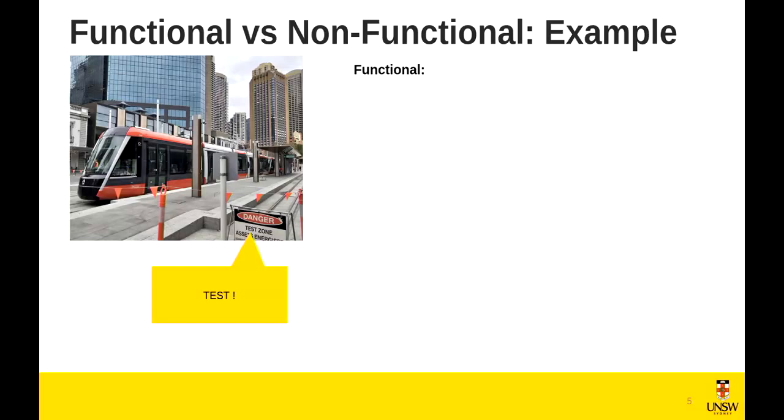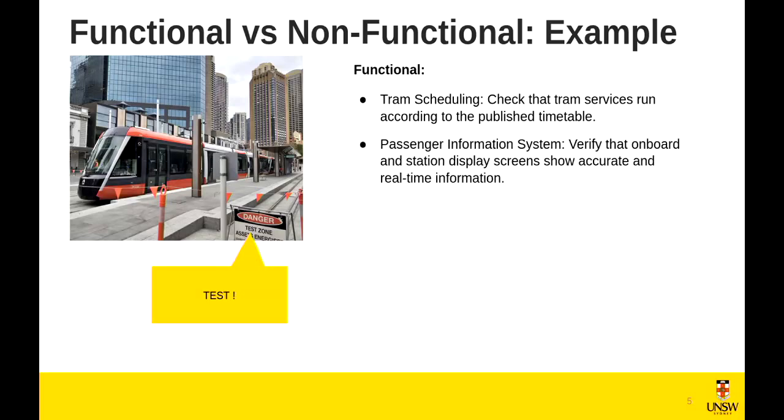And for functional testing, in this tram system, what can we think about? What are the features that we can test for functional testing? So here are some examples. We can test the scheduling system of the tram, and that is related to the usage of this system. So we can test whether the train services are running according to the schedule or not, and this is considered as functional testing.